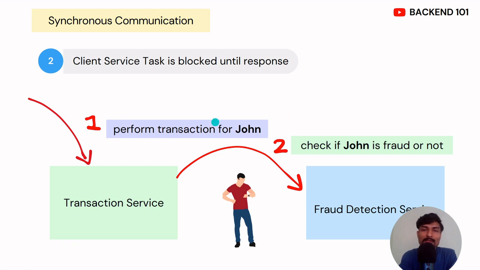Another point is that the transaction service, or the client service, task is blocked until the response arrives from the target microservice. Here in this example, the transaction service cannot proceed further until the response of the fraud detection service arrives. One thing important to note here is that the task is blocked. The task of performing the transaction for Zone is blocked, but the underlying thread making the request to the fraud detection service may or may not block depending upon the implementation of the transaction service.